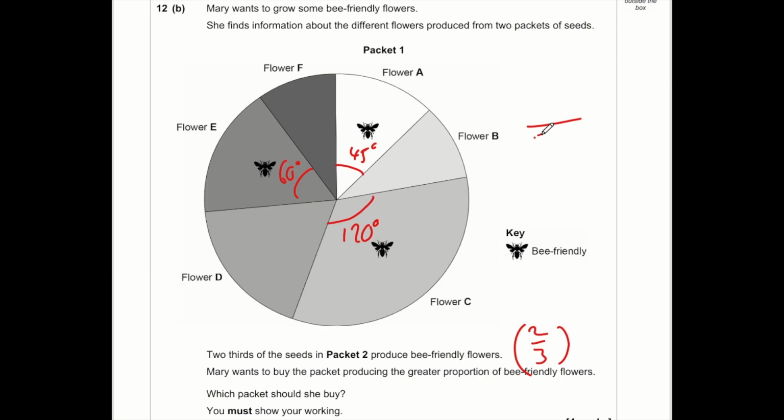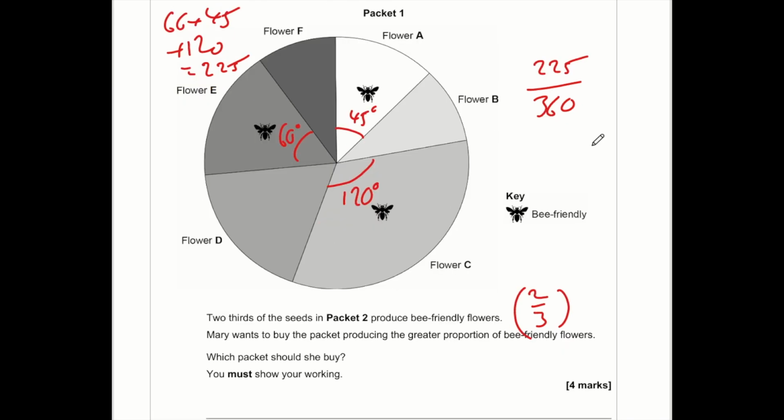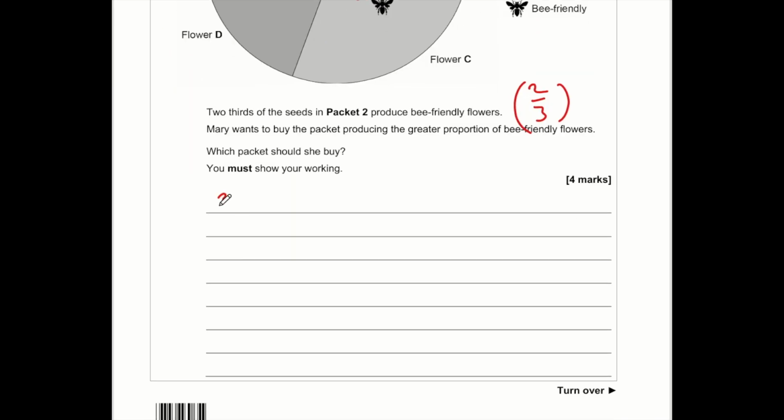So out of the total 360 degrees, what is 60 plus 45 plus 120? That comes to 225. So what is bigger, 2/3 or 225 over 360? Let's just write this down over here. 225 over 360. We're comparing that to 2/3.